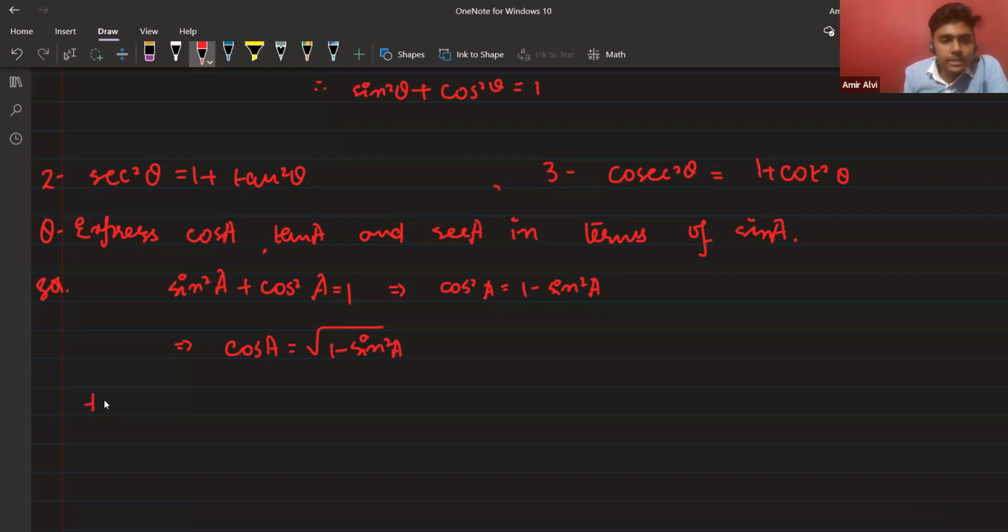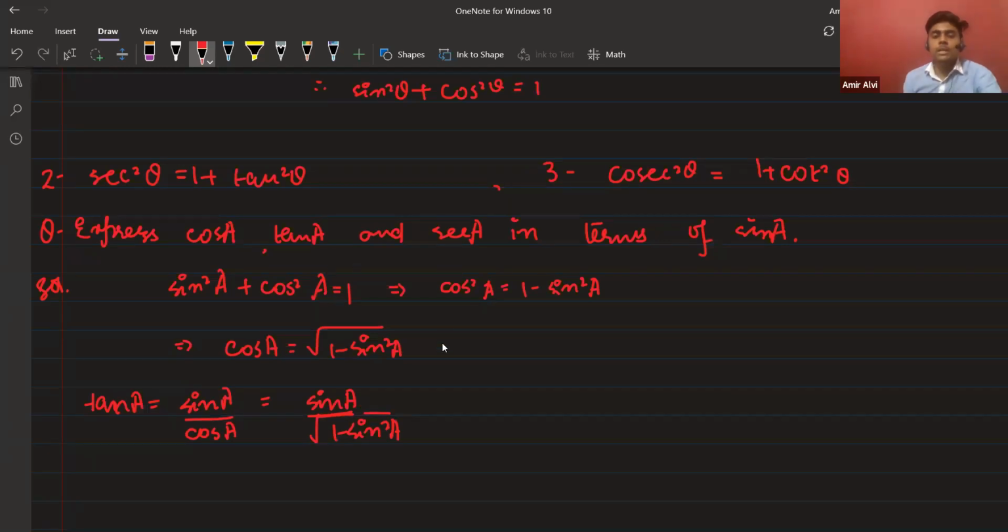Okay, so next thing is we need tan A. How can we write tan A? We can write tan A as sine A by cos A. What is the value of cos A here? Root of 1 minus sine square A. So tan A is sine A by root of 1 minus sine square A. We need every term in sine A, which means that the question is asking that every term, either it is tan, cos, or sec, should be in terms of sine.